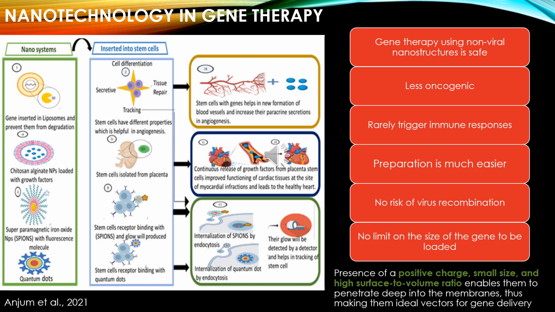The first one is cell differentiation, where tissue repair takes place. The stem cells, with the particular gene, help in the formation of new blood vessels and increase paracrine secretion during angiogenesis. So it helps in the formation of new blood vessels. The next one is stem cells isolated from placenta. We know that placenta is filled with a lot of beneficial effects.